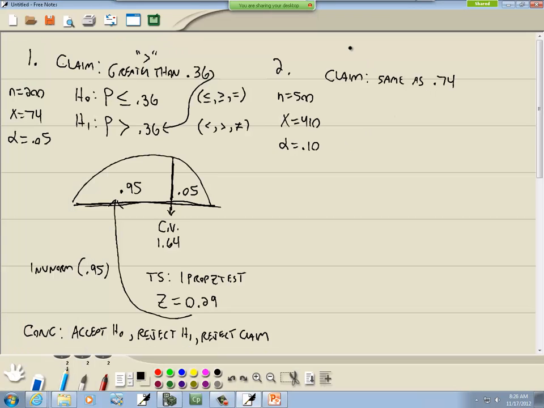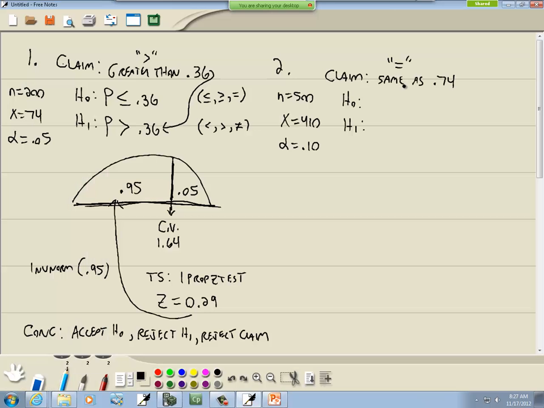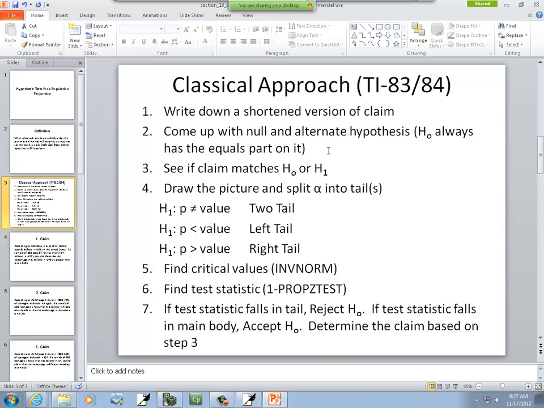Okay, looks like that's all the information. Same as, that's implied equals. Okay, step 1. Write down a shortened version of the claim. We did that. Step 2. Come up with a null and alternate hypothesis.